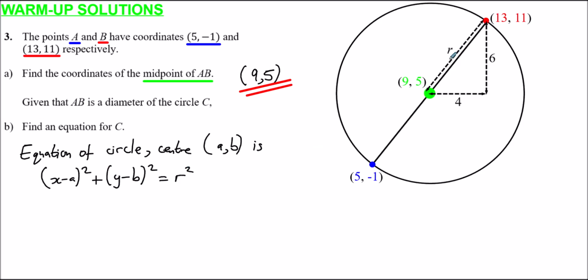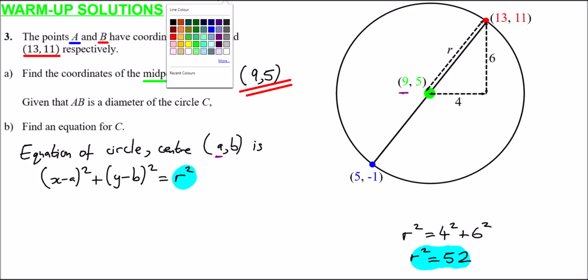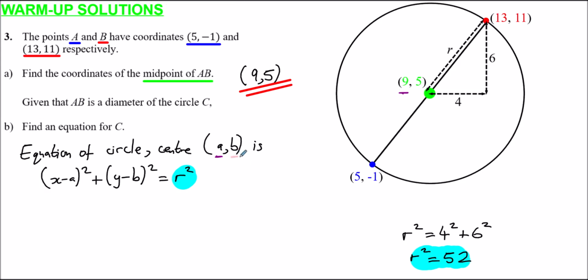So using Pythagoras, I can work out what r squared is. R squared is going to be 4 squared plus 6 squared. In other words, r squared is 16 plus 36, which is 52. So I can say that r squared is definitely 52. We also know that the a coordinate, so the x coordinate at the centre, is 9. And so I know here that a is essentially 9. And in addition to that, I can also say that b, the y coordinate at the centre, is 5.